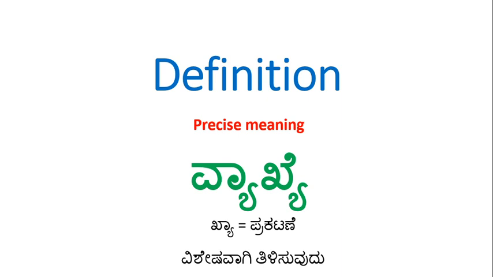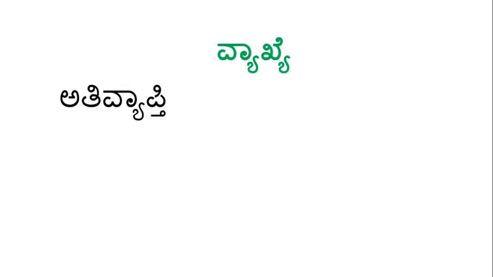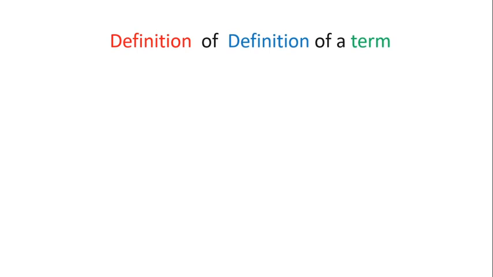ವಿಶೇಷವಾಗಿ ತಿಳಿಸ್ತಕ್ಕಂಥದ್ದಕ್ಕೆ we say ವ್ಯಾಖ್ಯಾನಗಳು, ವ್ಯಾಖ್ಯೆ. In English it is called definition. So these are the 3 important characters of vyakya. It should be ativyapti, it should be avyapti, and it should be asambhava. So these are the 3 features of a good vyakhyana or definition.